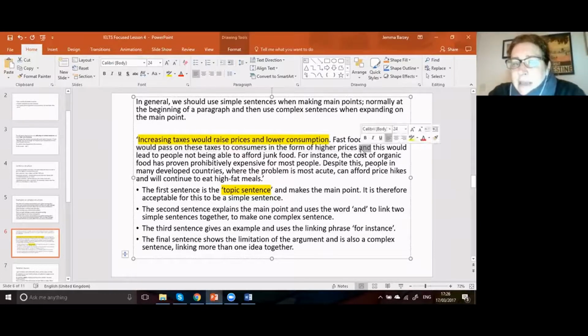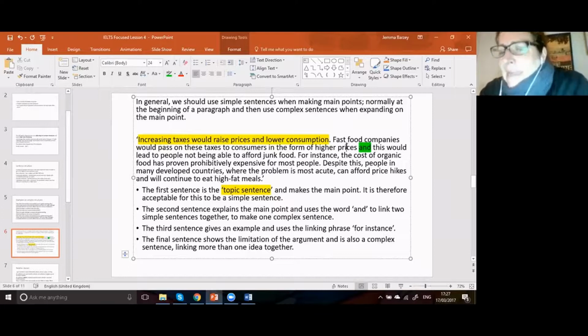So by adding and this would lead to people not being able to afford junk food, I've made it a much more complex sentence. And it's complex because I've got this, which is referring back to what I'm talking about. I've got good vocabulary, the correct grammar correctly used. So fast food companies would pass on, and this would lead to people not being able to afford. So I've got a range of grammar going on, and I've joined two, although basic in grammatical form, very well written sentences with and, and that makes it a much more complex sentence. This compound joining makes it a complex sentence.